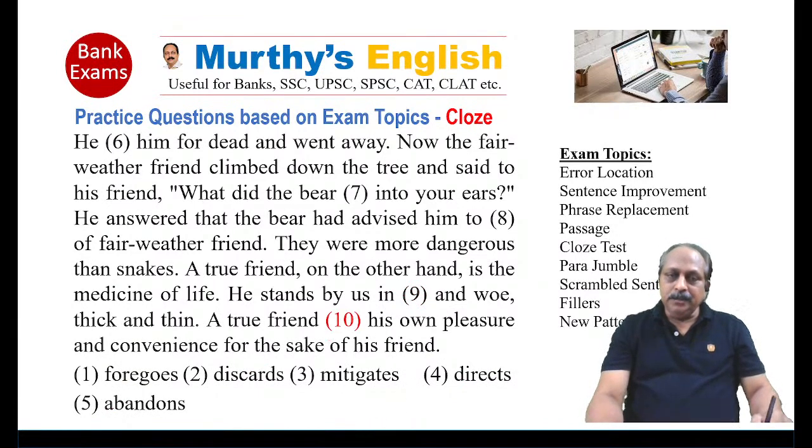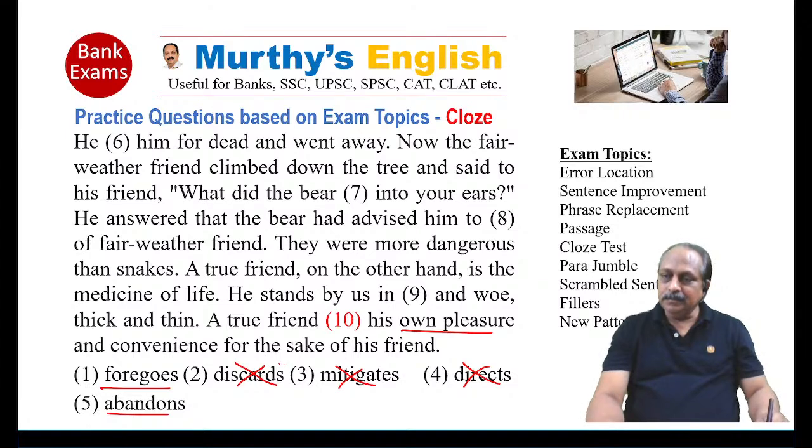A true friend, his own pleasure, foregoes. Consider this one. Discards. Mitigates. Mitigate means to make something less severe. Directs. Either abandons or foregoes. What is the right word? Contextually, you have to decide. In a way, both mean the same, but what is the right word?